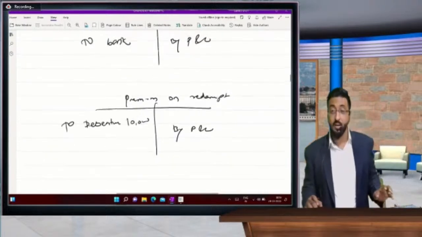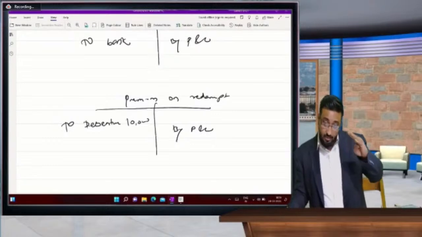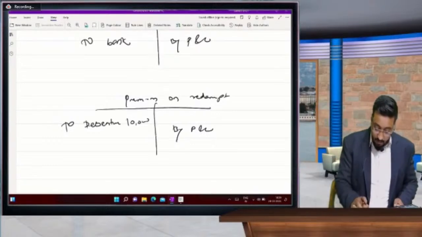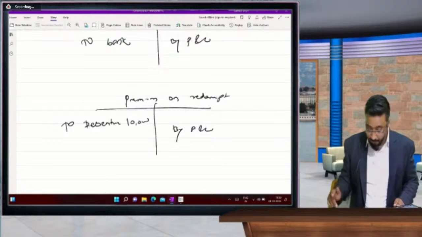Okay beta, got the concept? Let us start with the new concept. Should we start with a new question now? Is everyone ready?